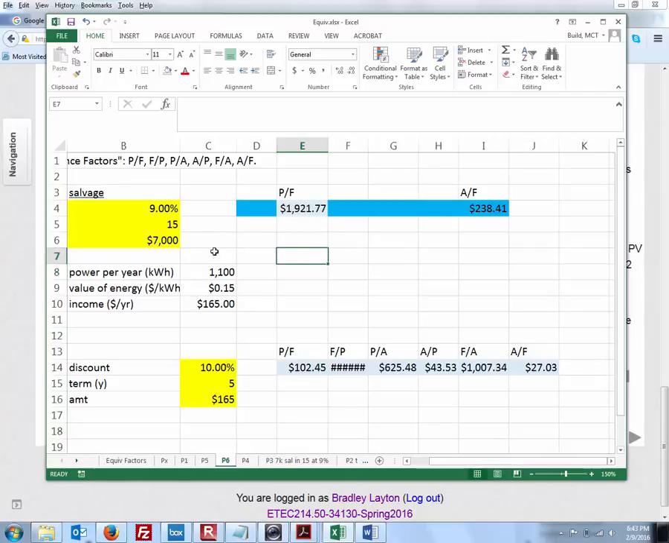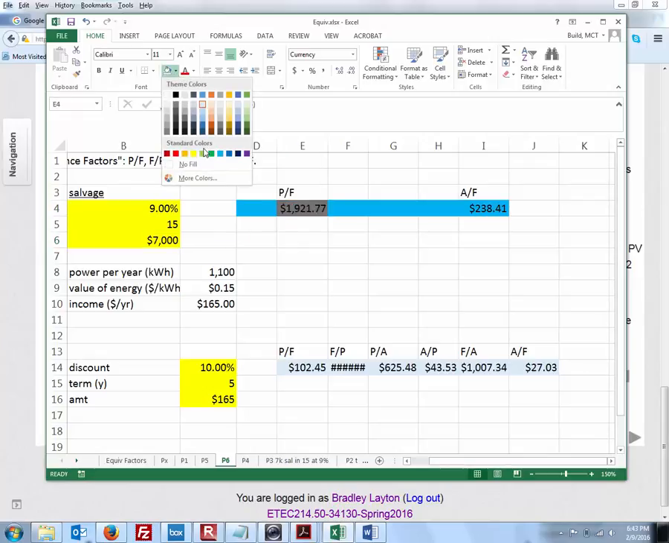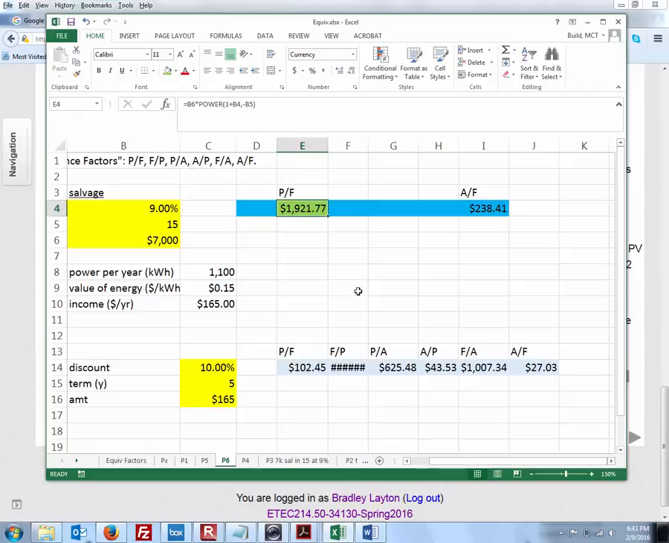Okay, so we know it's going to be worth $7,000 15 years from now if we're running 9%. That means it's a $1,921.70 system now, because that's the future value. This is the present value. So I'll put that in green. That's the one we care about.